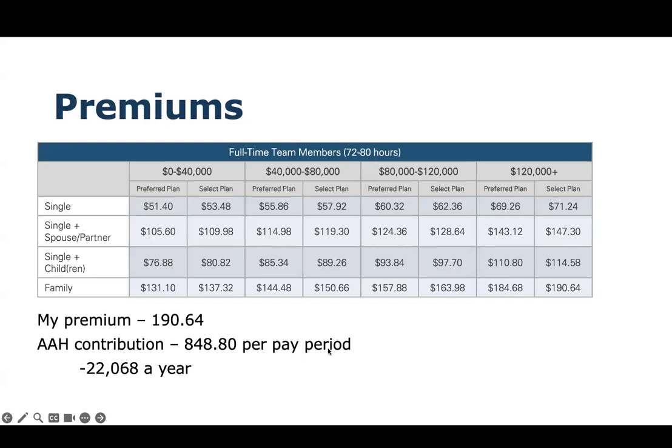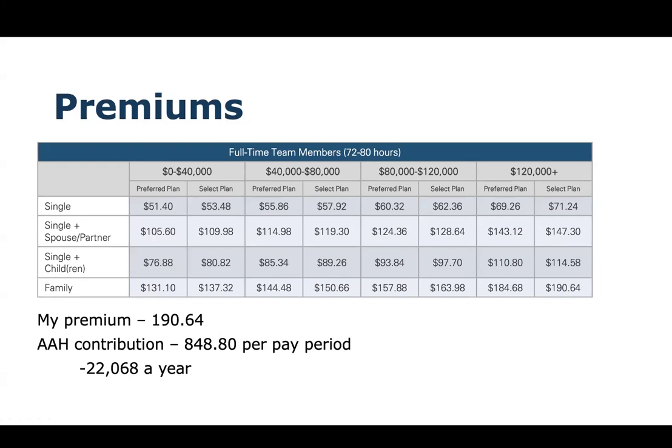Quick look at the premiums. So you guys are going to fall somewhere in this $40,000 to $80,000 category. And so you're seeing just a look at the difference in prices. It's really only a couple bucks every pay period to go from the preferred to the select. If you're single, it gets a little bit more expensive with your family, but at this income level, really not a huge difference. And so if you're on the fence and you can afford a couple extra bucks per pay period, not a huge deal really.